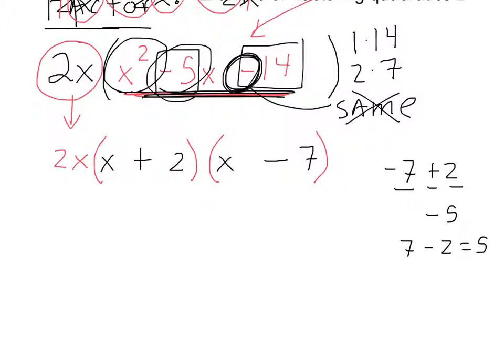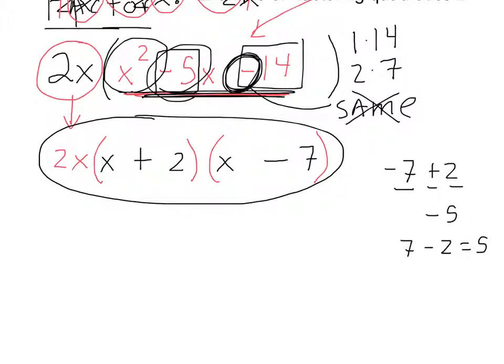Okay? Now, let's review. X times x does equal x squared. Okay? Positive 2 and negative 7 does equal negative 14. And then negative 7 plus 2 does equal negative 5. So I'm done. I have completely factored.